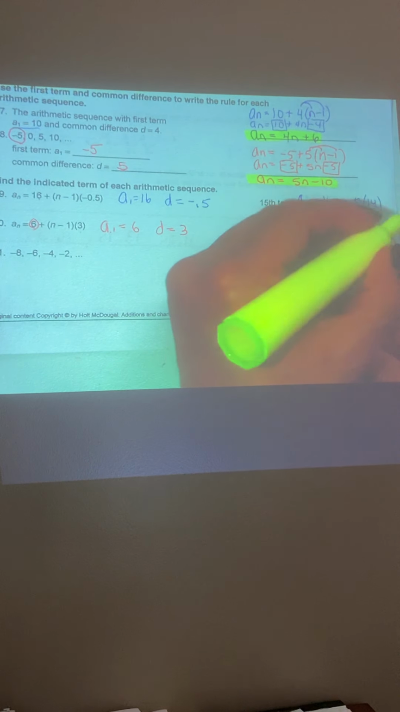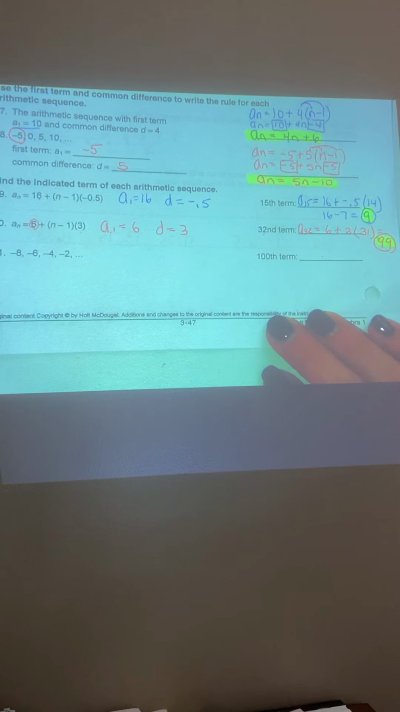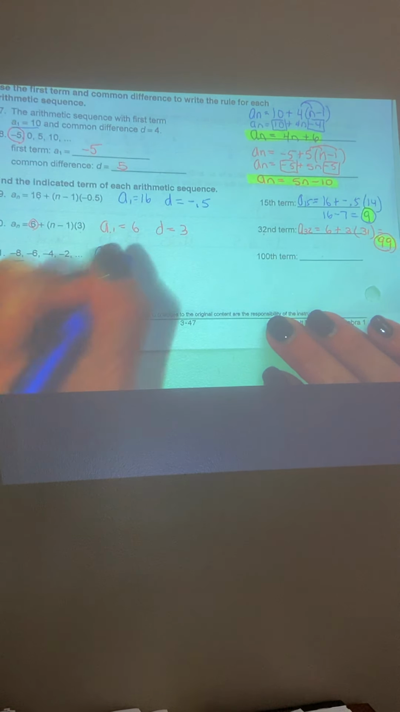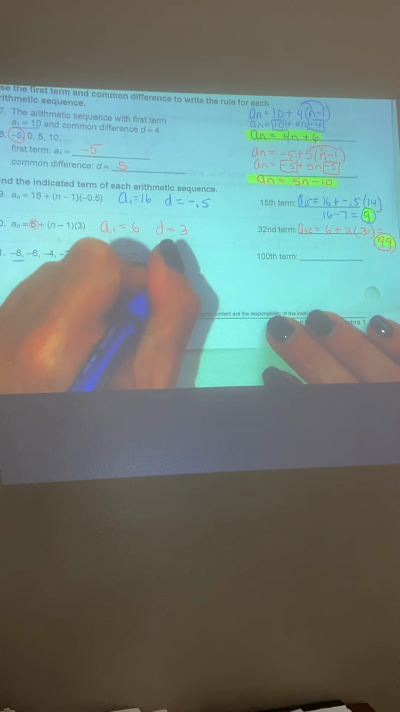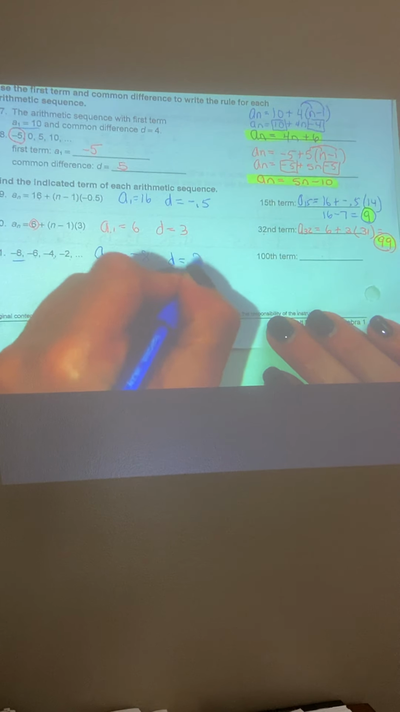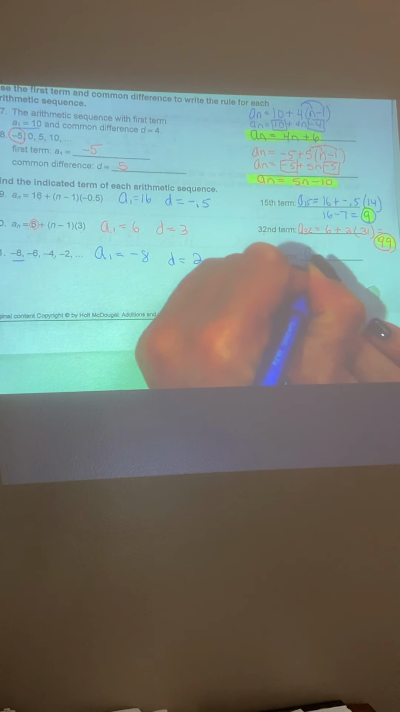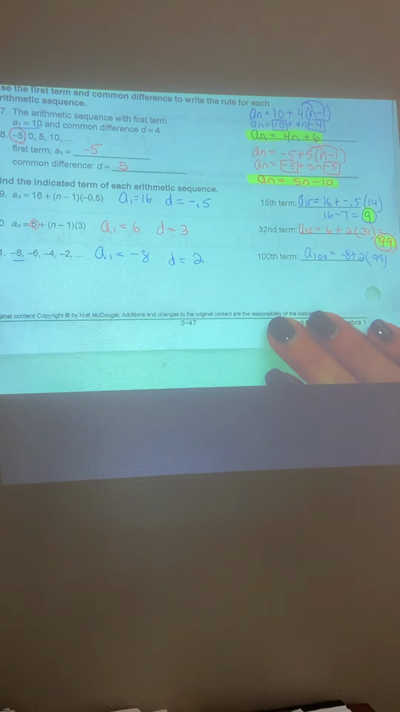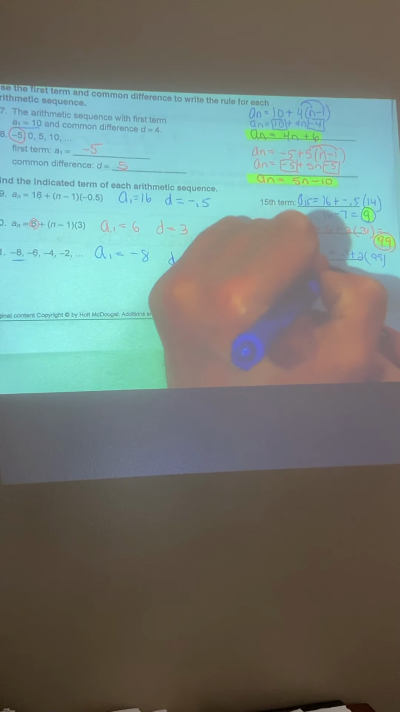And finally, first term. First term is negative 8. Common difference. How are we going? Plus 2, plus 2, plus 2. A100 equals first term, negative 8, plus common difference, 2, times n minus 1, 99. 99 times 2 minus 8, which is 190.